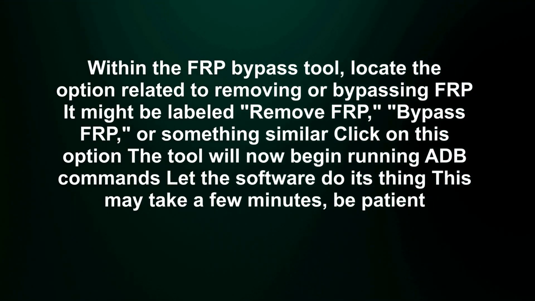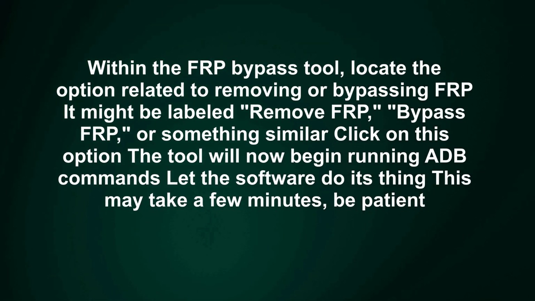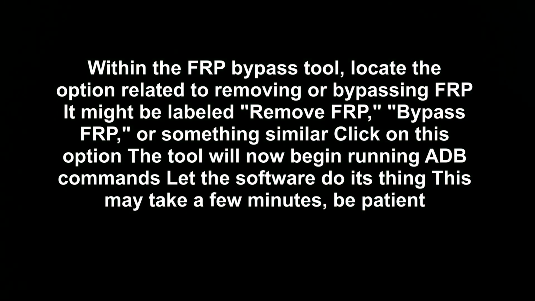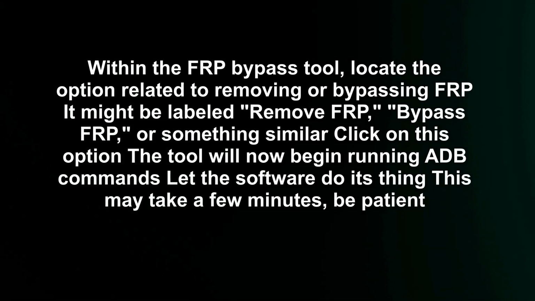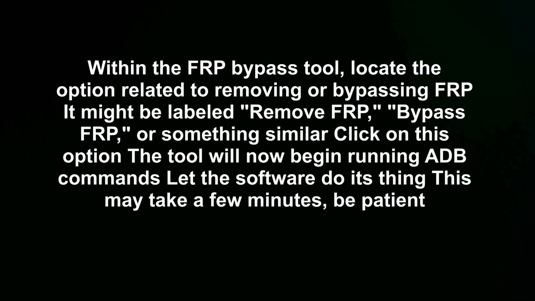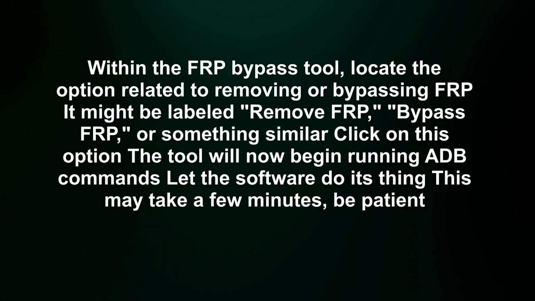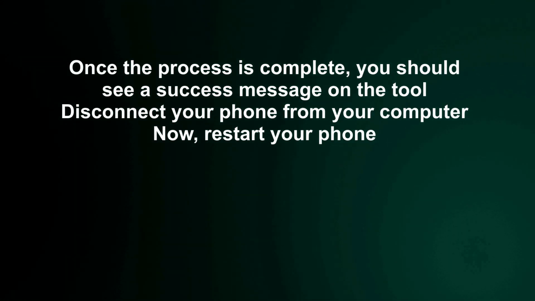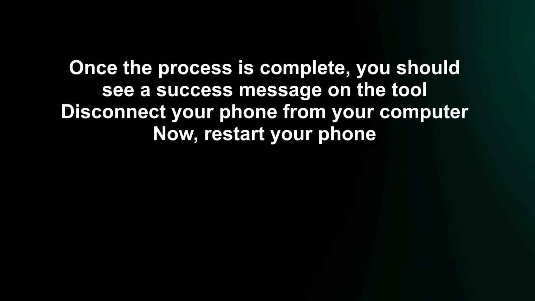Within the FRP Bypass Tool, locate the option related to removing or bypassing FRP. It might be labeled Remove FRP, Bypass FRP, or something similar. Click on this option. The tool will now begin running ADB commands. Let the software do its thing. This may take a few minutes. Be patient. Once the process is complete, you should see a success message on the tool.